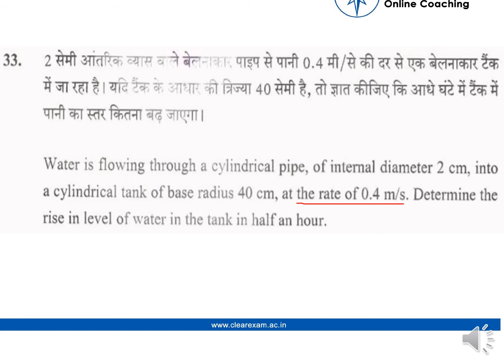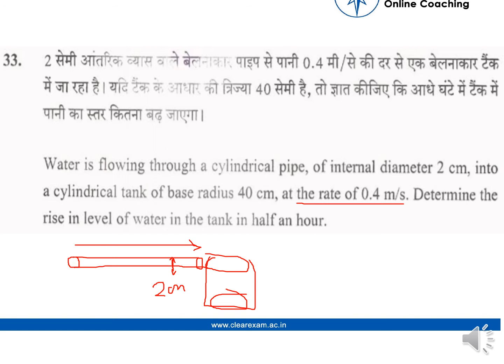Water is flowing through a cylindrical pipe. Consider this as a cylindrical pipe. Now we know that water is flowing through it, and the diameter of this pipe is given as 2 cm, into a cylindrical tank whose base radius is 40 cm. This is a cylindrical tank. The base radius is 40 cm and the rate of water flowing is given as 0.4 meters per second.